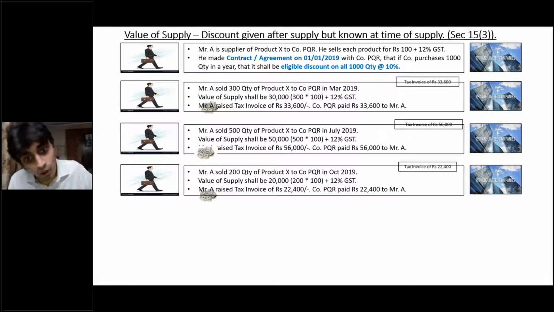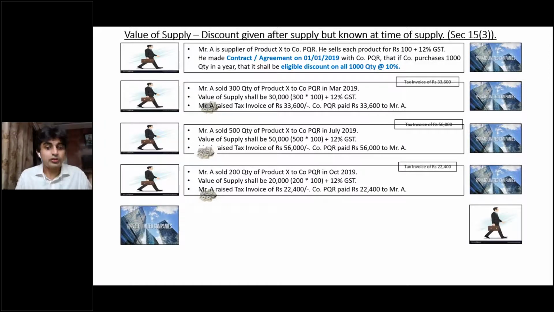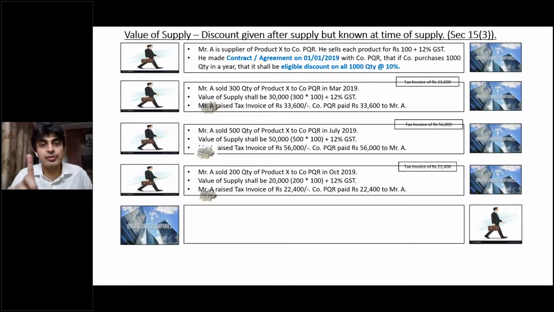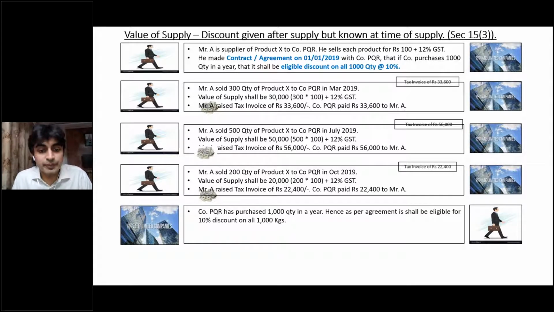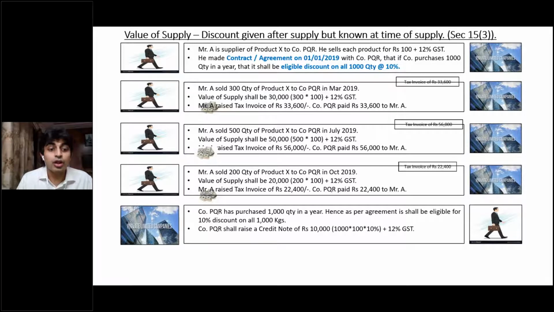And on which quantity is the discount? On all 1,000 that I bought in March, it will be given on that, what I bought in July also, and what I bought in October also, I am eligible for discount. So now company PQR is eligible for 10% discount on all the quantity because there was an agreement. It was known that the discount was applicable at the time of supply. So now company PQR has purchased 1,000 quantity, hence as per the agreement, it shall be eligible for discount on all 1,000 quantity. So a credit note of 10,000 rupees plus 12% GST shall be raised.